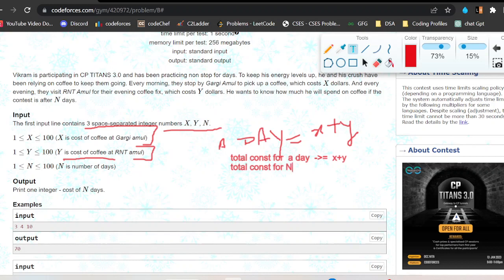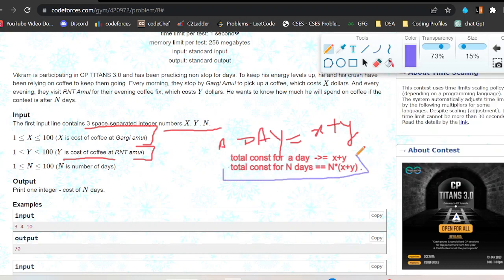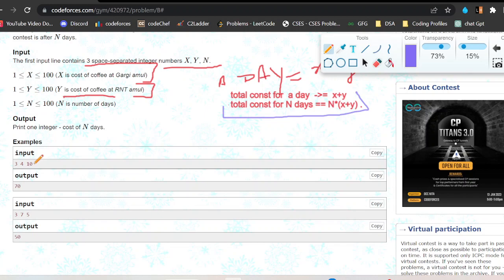Now the total cost for n days, so we will simply multiply by n. So this is your total cost for coffee for n days.